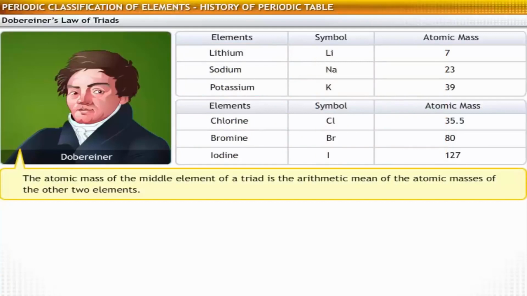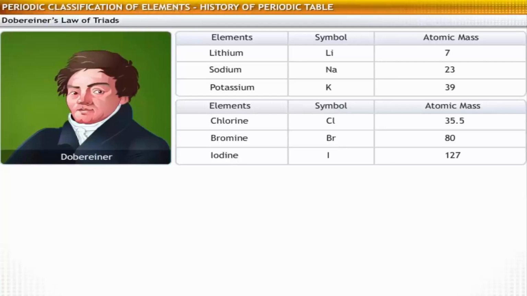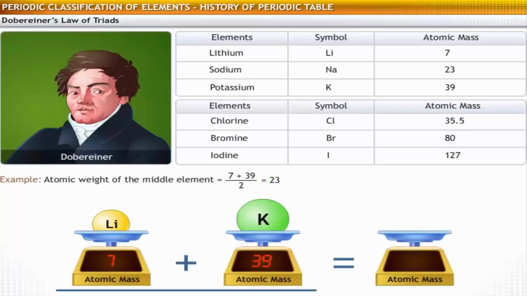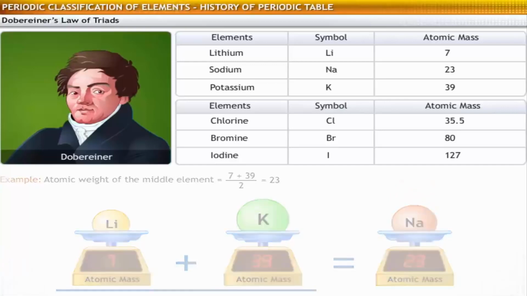Döbereiner's law of triads states that the atomic mass of the middle element of a triad is the arithmetic mean of the atomic masses of the other 2 elements. To illustrate this law, consider the triad of lithium, sodium, and potassium. The atomic mass of lithium is 7, the atomic mass of sodium is 23, and the atomic mass of potassium is 39. The arithmetic mean of the atomic masses of lithium and potassium is 23. This is equal to the atomic mass of sodium.